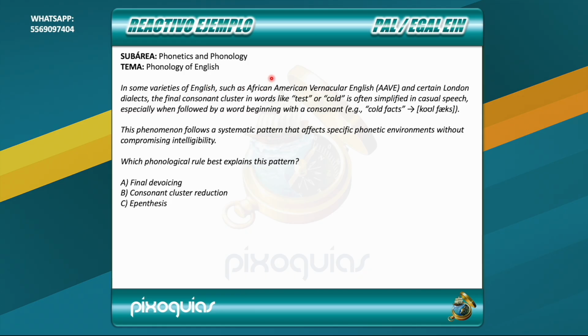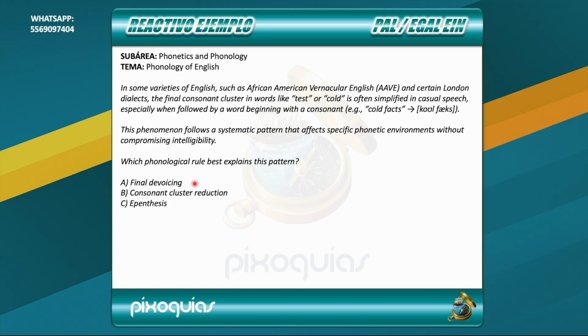In some varieties of English, such as African American Vernacular English, and certain London dialects, the final consonant cluster in words like test or cold is often simplified in casual speech, especially when followed by a word beginning with a consonant. For example, Colfax, Colfax. This phenomenon follows a systematic pattern that affects specific phonetic environments without compromising intelligibility. Which phonological rule best explains this pattern?